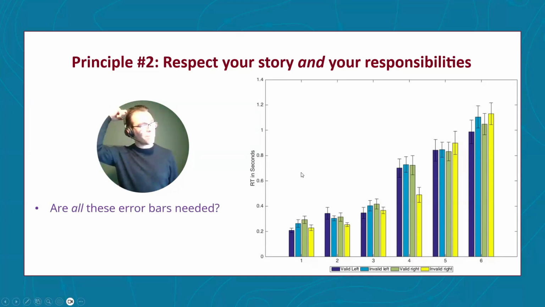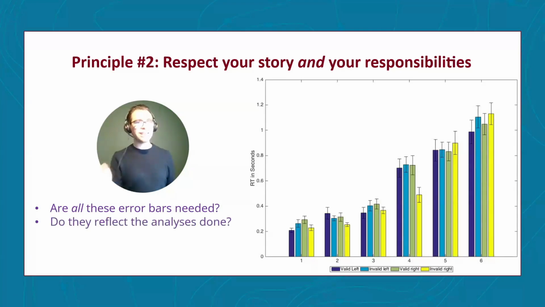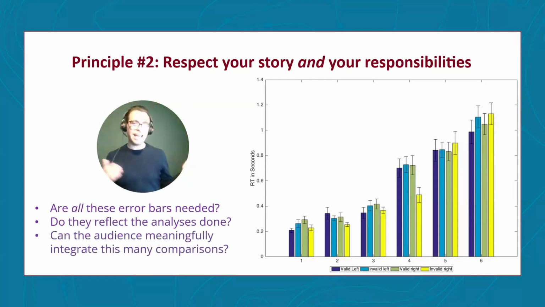Were all those comparisons actually made in the analysis that accompanies this graph? Should the reader be considering them all now, given that they are all shown? The average person can make about 3 pairwise comparisons in a second. That means that this graph would take me a minute and a half to interpret. That's an awfully long time, right? Can the audience even appreciate and integrate all those comparisons that we're asking them to make here, right?